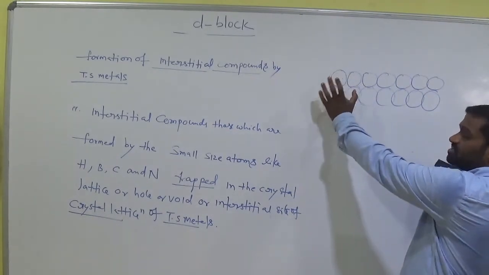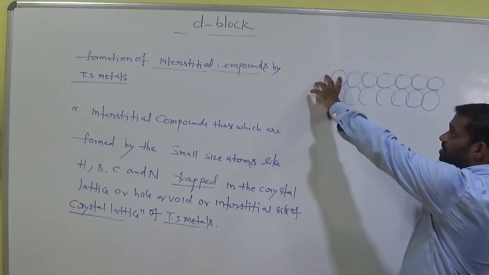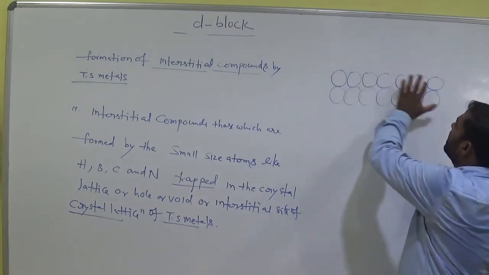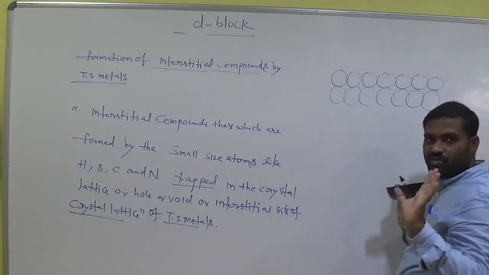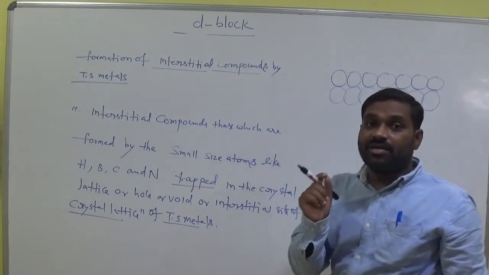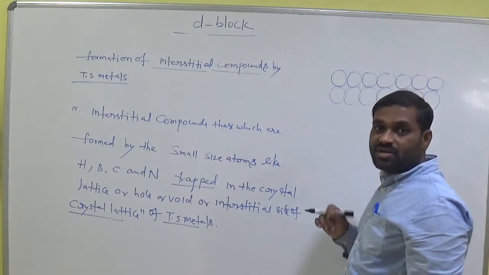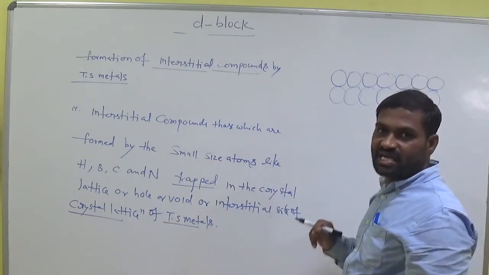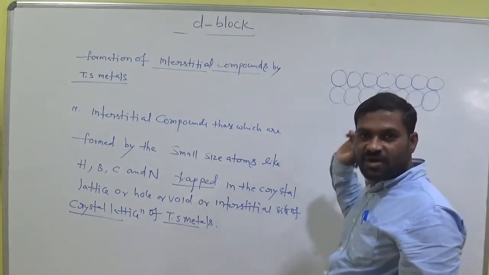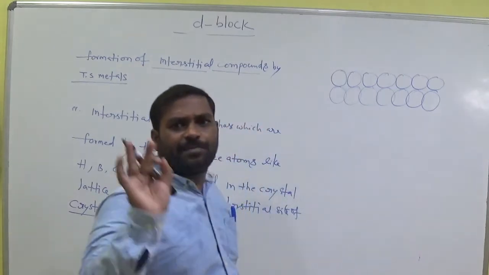Suppose it is titanium. Titanium is a transition metal. These are all titanium atoms only, there is no other. There is a perfect order of atoms or spheres or points. Atoms are called points here. Crystal lattice we already discussed. This is the crystal of titanium, suppose. The arrangement of atoms is very perfect.